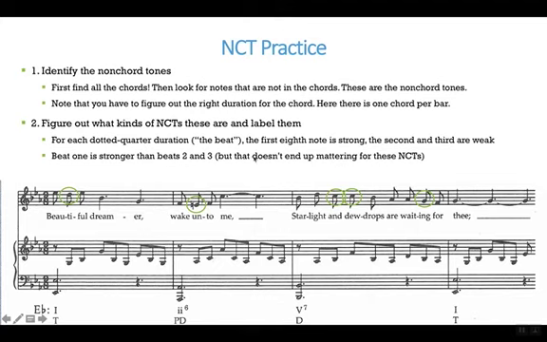So the first one we know is a neighbor tone. Second one is also a neighbor tone, but note it's chromatic because it's the leading tone to the F, but we're in the key of E flat. So that's a chromatic neighbor, CN.